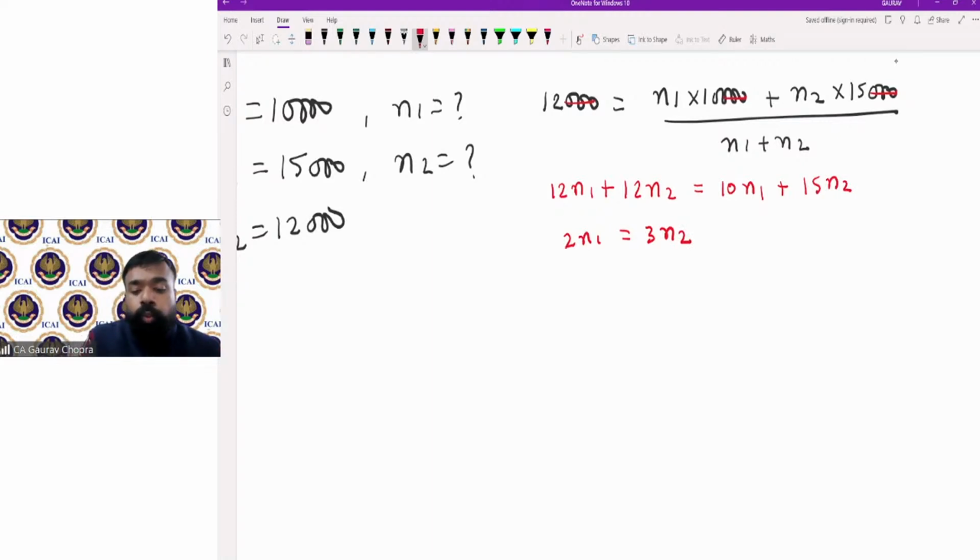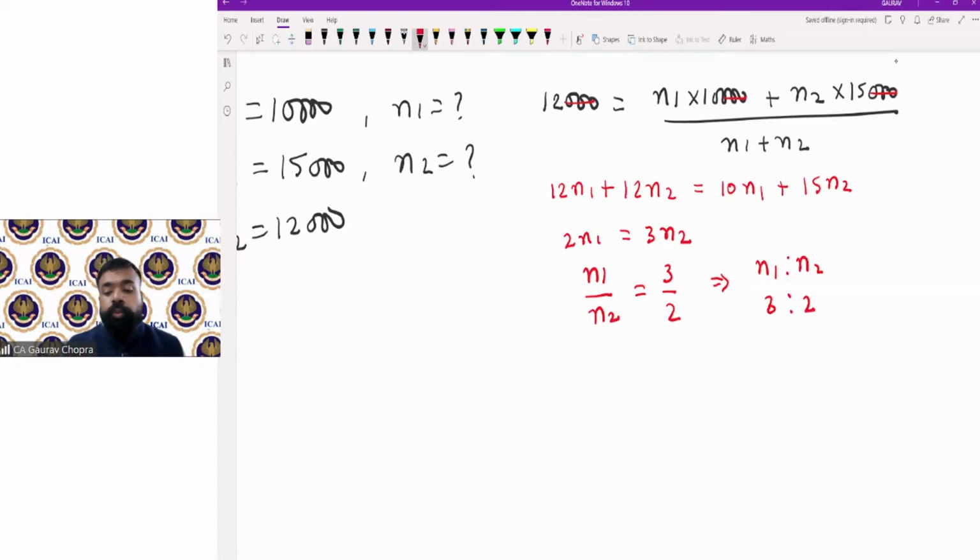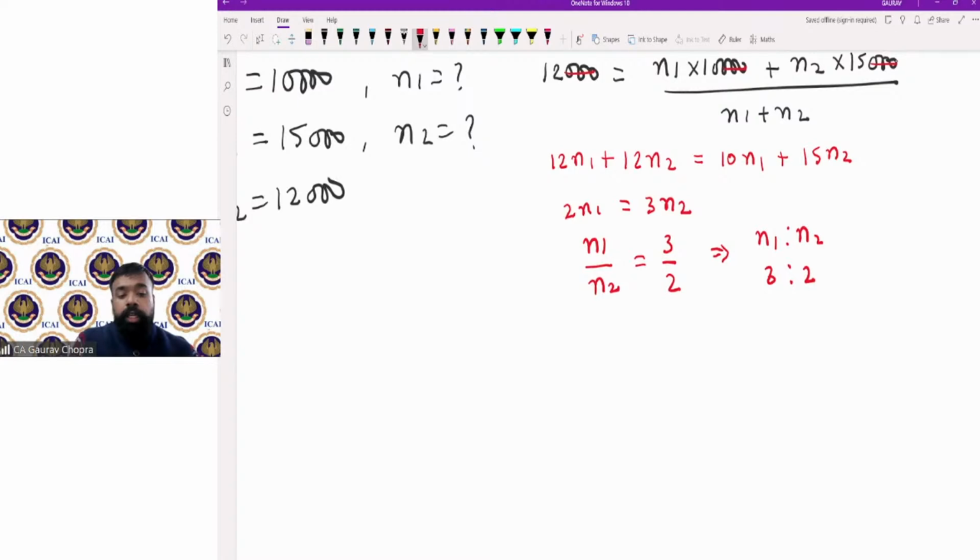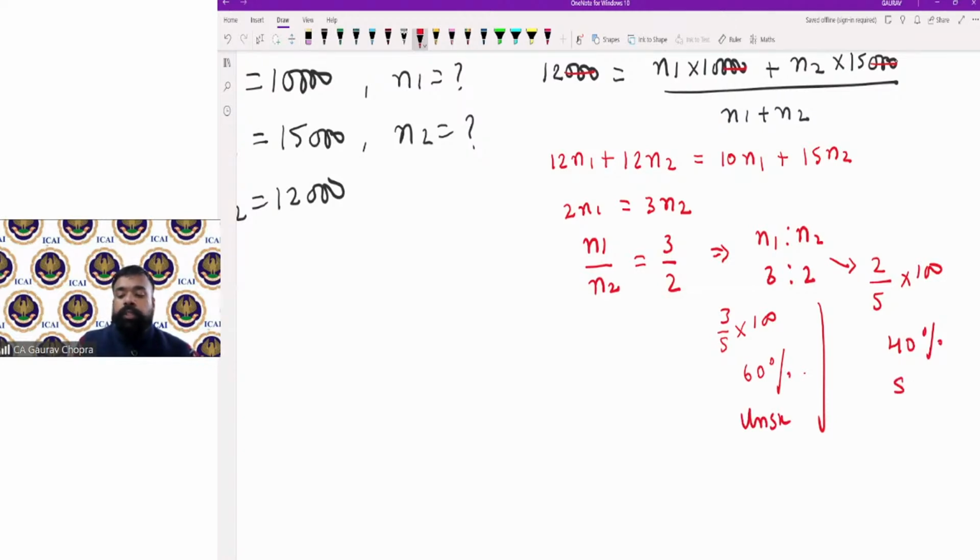Now we can calculate a ratio. N1 divided by N2 equals 3 by 2. The ratio is 3 by 2. That means you can write N1 ratio N2 is 3 is to 2. Now you have to convert this into percentage. What is the requirement? We have to calculate skilled workers, that is N2. So 2 divided by total 5 multiplied by 100. It gives you 40%. And if you want to calculate unskilled workers, it is 3 by 5 into 100. It will give you 60%. So 60% are unskilled and 40% are skilled.